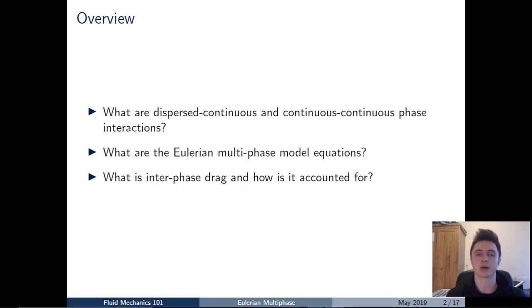I'm going to start by talking about what are dispersed continuous and continuous phase interactions and how are they different. I'm then going to look at what are the Eulerian multi-phase modelling equations, and I'm going to finish off by looking at what is interphase drag and how is it accounted for in the Eulerian multi-phase modelling approach.